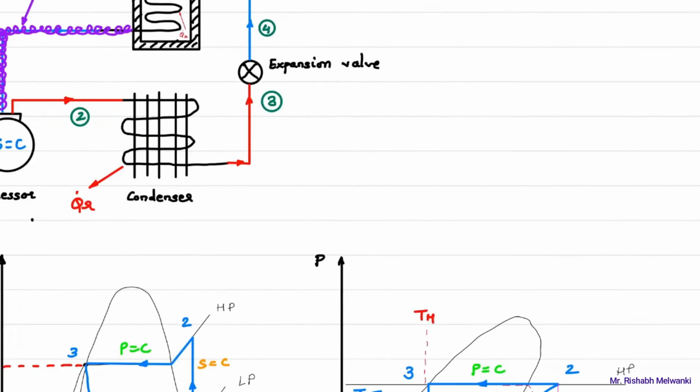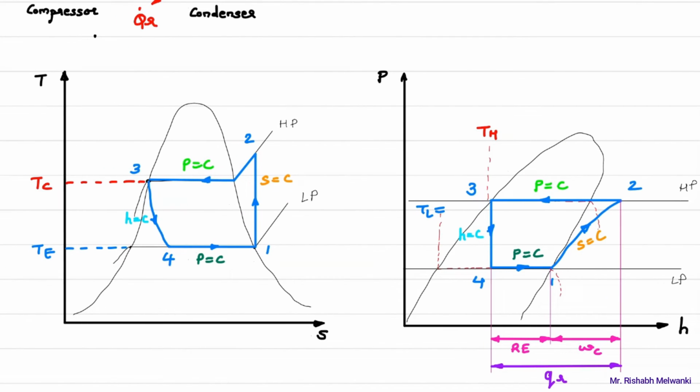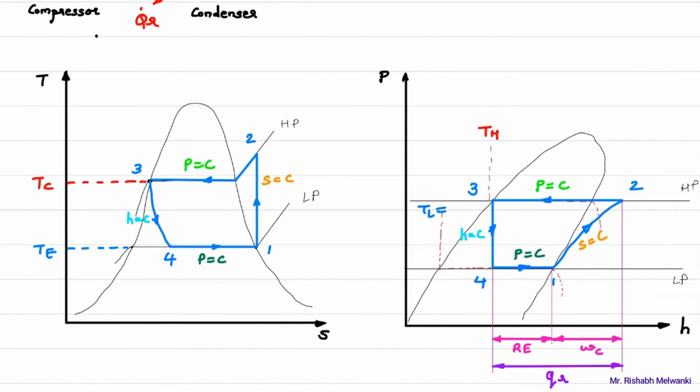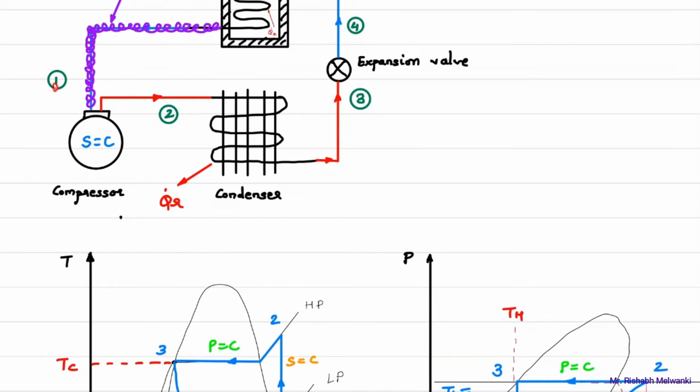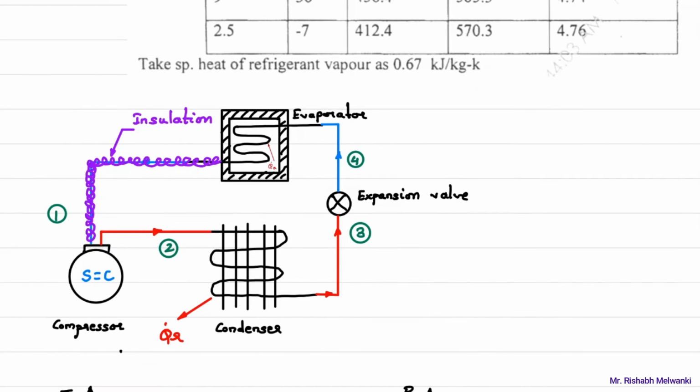So the same type of pH diagram and TH diagram is shown here, where point 1 is on saturated vapor, and for point 3, the exit of the condenser, we don't have subcooling. So that has been shown on the saturated liquid curve. The same is shown on the TH diagram as well.